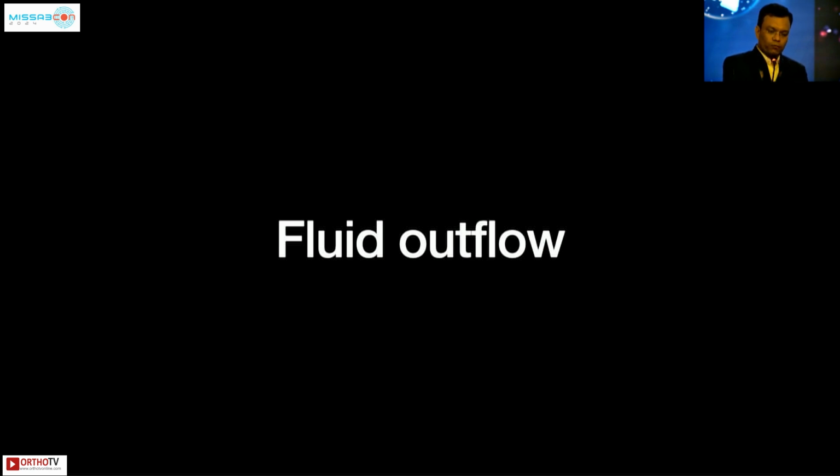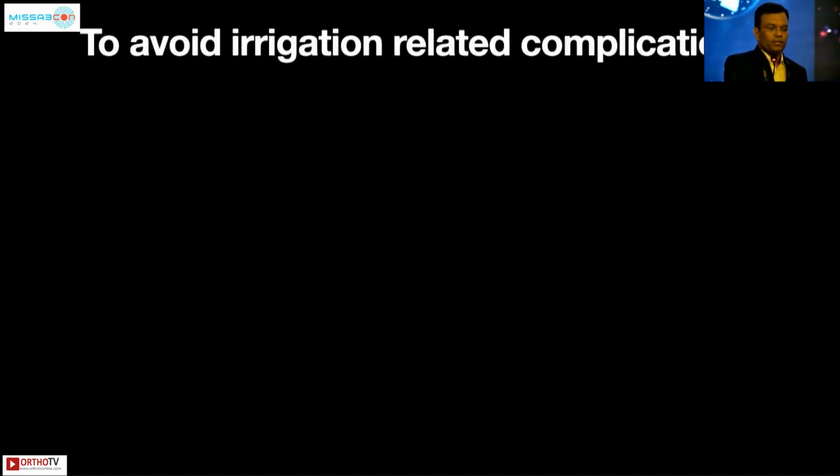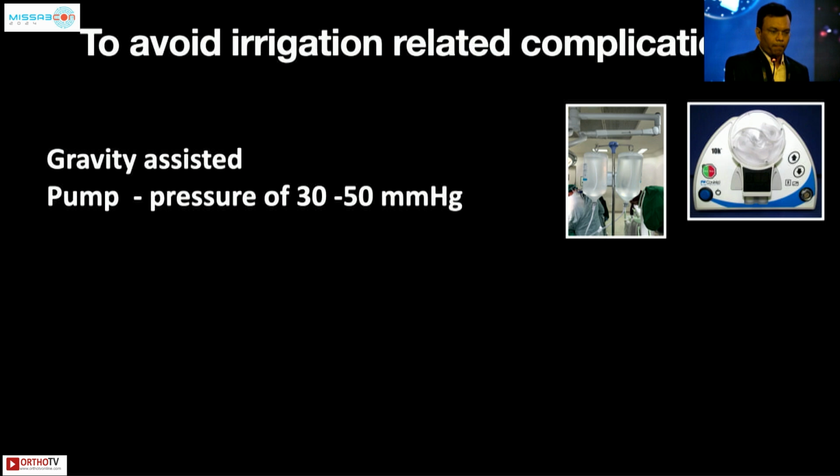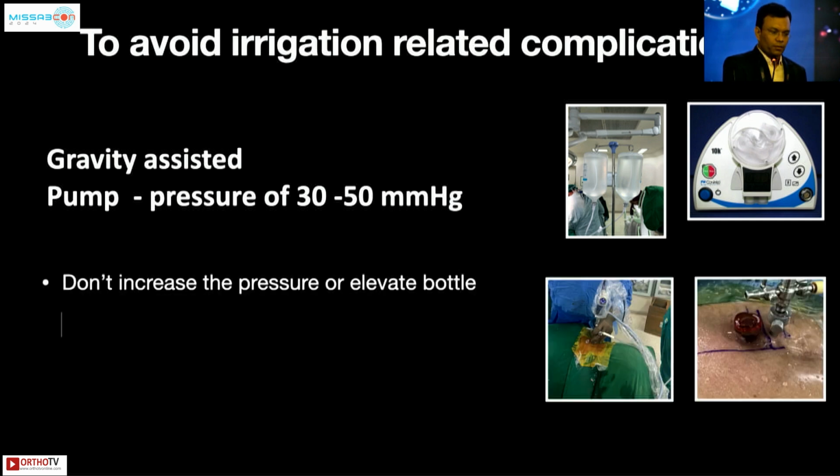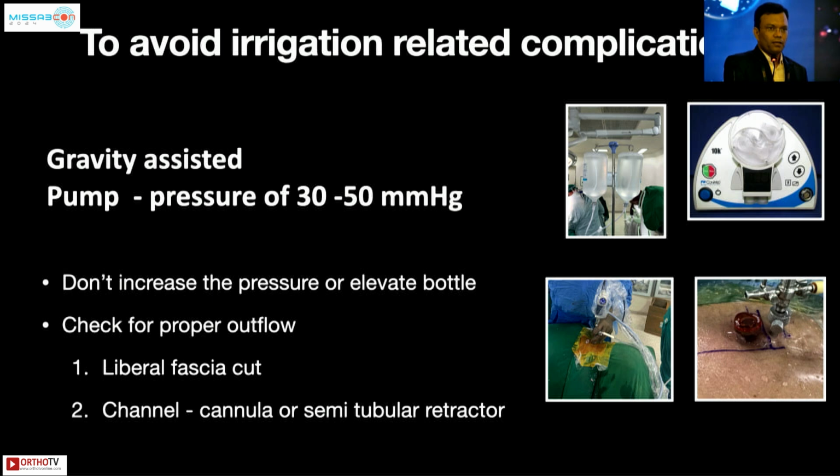Coming to fluid outflow, to avoid the irrigation related complication, always use a gravity assisted irrigation system, and if you are using a pump, then the pressure of the pump should be 30 to 50 millimeters of mercury. For any reason, if your vision is not clear, don't increase the pressure or elevate the bottle, but check for proper outflow. Again, you can cut fascia very liberally or use some cannula or semitubular retractor so that your fluid comes out easily and your vision becomes clear.